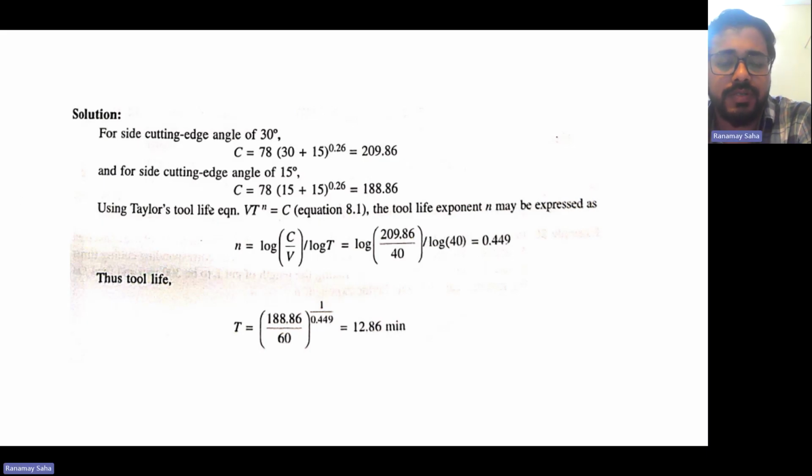Now you can use Taylor's tool life equation. The exponent n can be found as log C by V upon log of T. Just replace values, and the value comes to be 0.49. Use that to find the tool life for the second case. It's 12.86 minutes. That is simple. Then we go to some more questions.